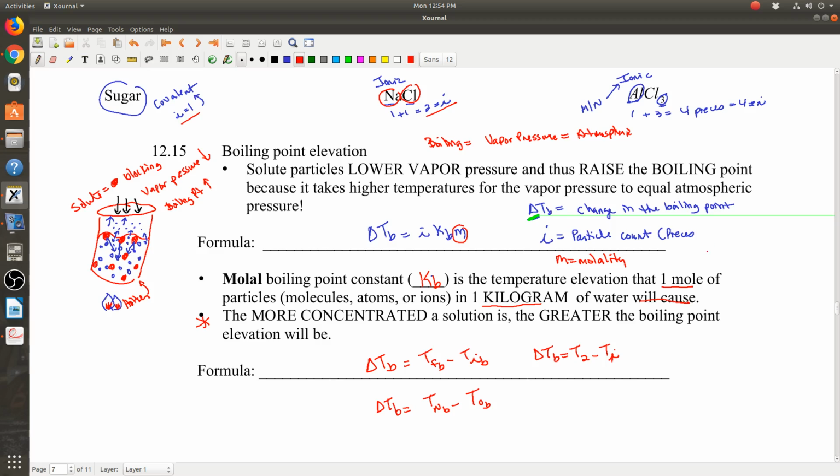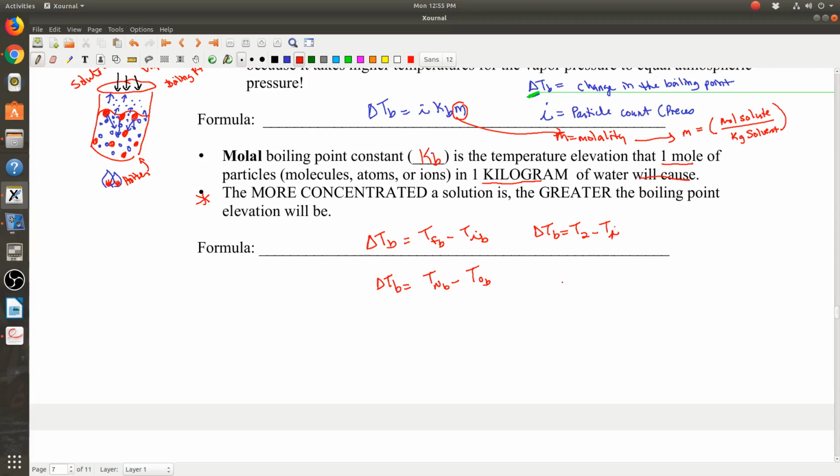And remember what molality is? Moles of solute over kilograms of solvent. That's what little m means. So here, molality. Molality is the moles of solute over kilograms of solvent. Now you need to be filling in your notes and drawing pictures. I hope you do that.